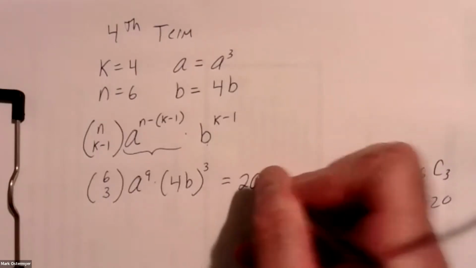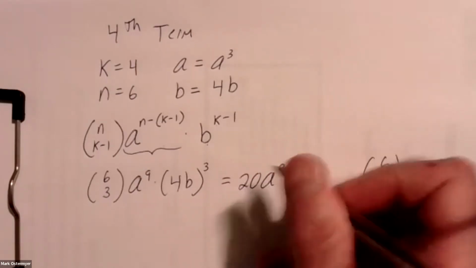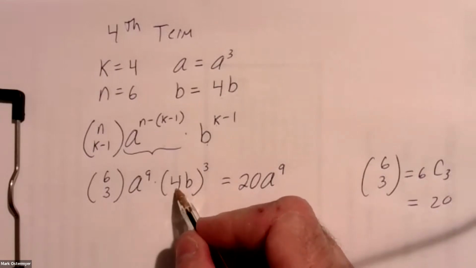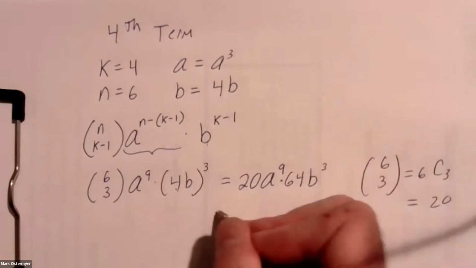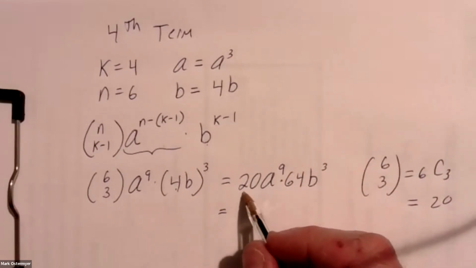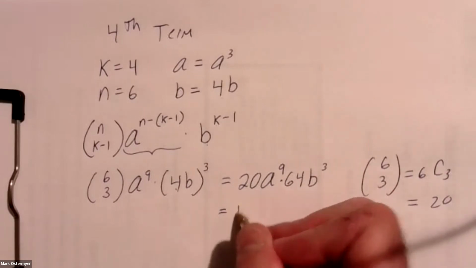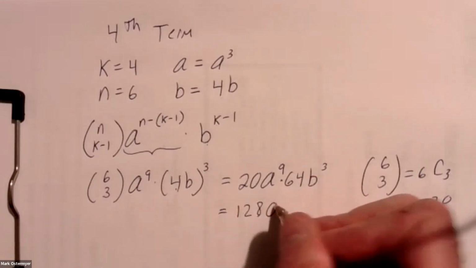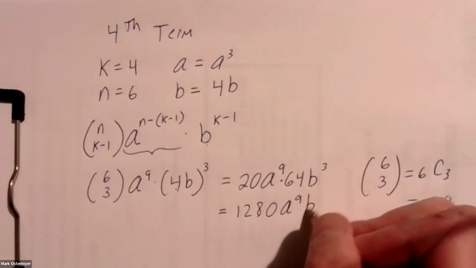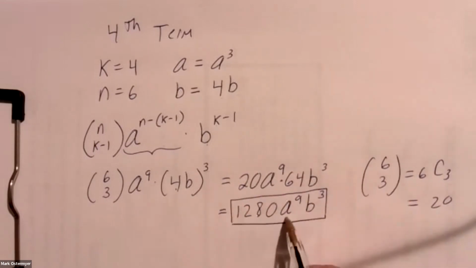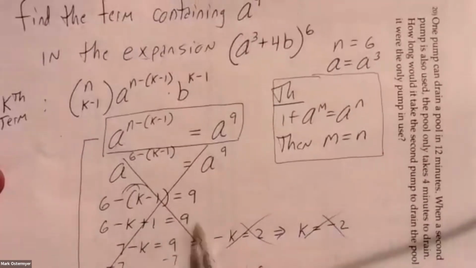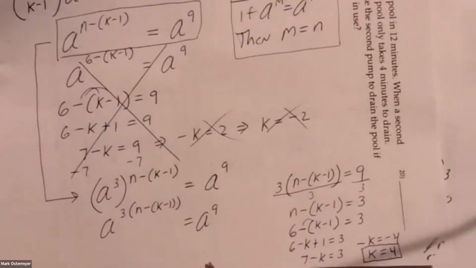So therefore we're going to have 20 times a to the 9th. And then we've got 4 cubed, which is 4 times 4, which is 16, times 4 is 64. And we've got b cubed. Now 20 times 64 is going to be 128 with a 0 tacked on the end. And there you go, ladies and gentlemen, we are done. This would be the 4th term of that binomial expansion that contains a to the 9th. Sorry for this initial little glitch up here, which burned unnecessary time.